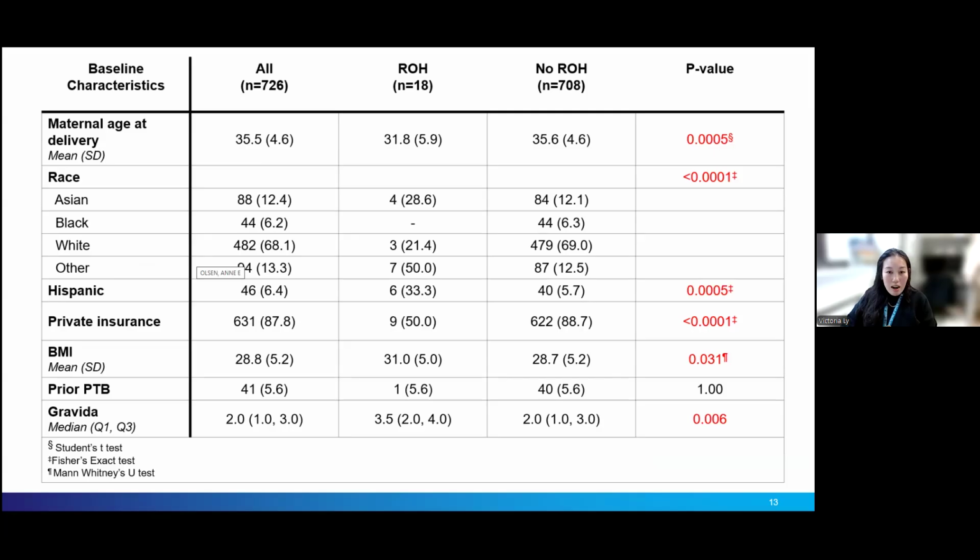Compared with the non-ROH group, individuals with ROH were significantly younger, more often identified as non-white or Hispanic, more likely to have public insurance or be uninsured, have a higher BMI, and have higher gravidity. All outcome analyses were appropriately adjusted to account for these baseline differences.